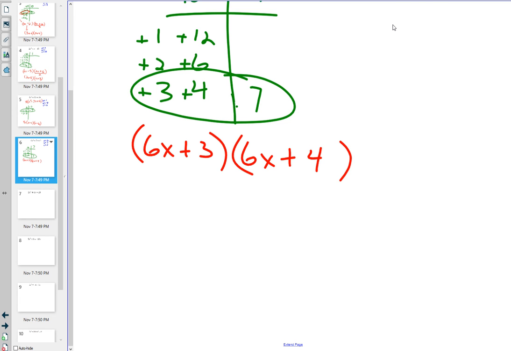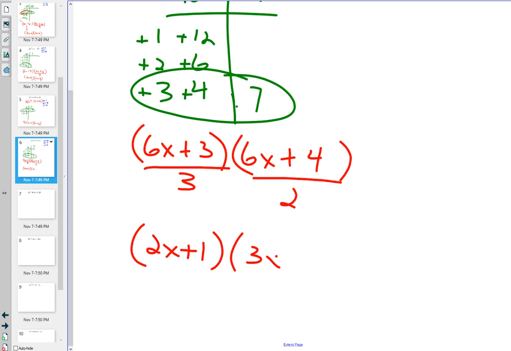So now, if I have a common factor, I'm going to divide it, but I'm going to just throw it away. What does the first parentheses have in common? 3. What does the second parentheses have in common? 2. So this becomes then 2x plus 1, and this becomes 3x plus 2.